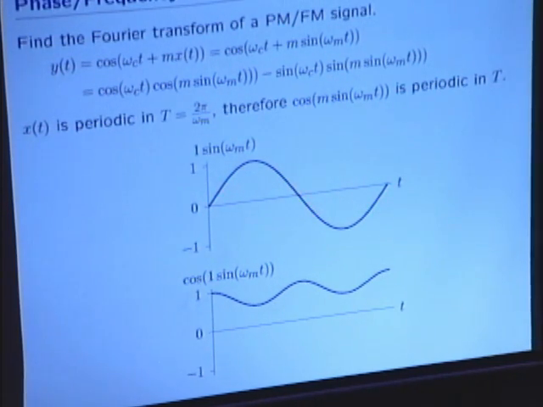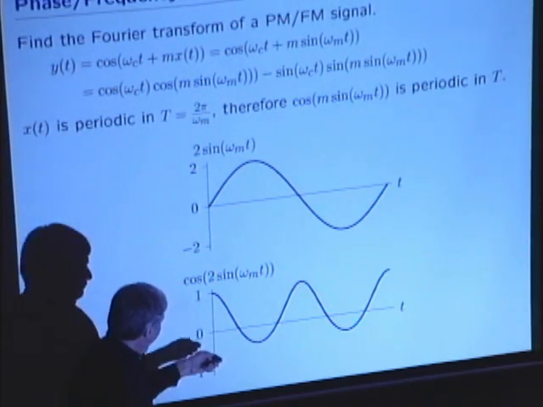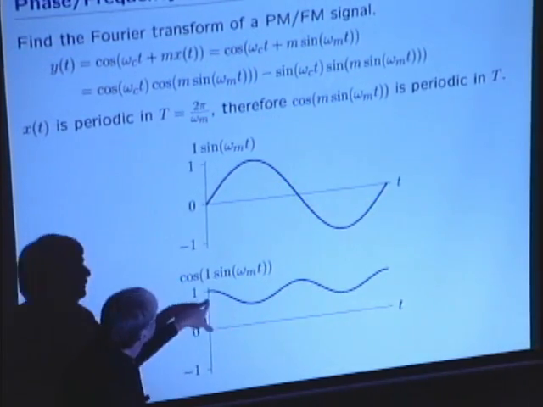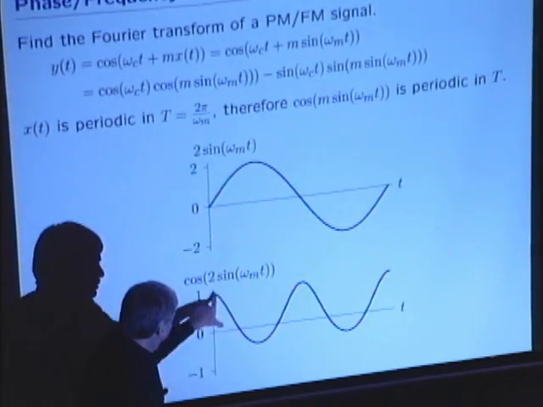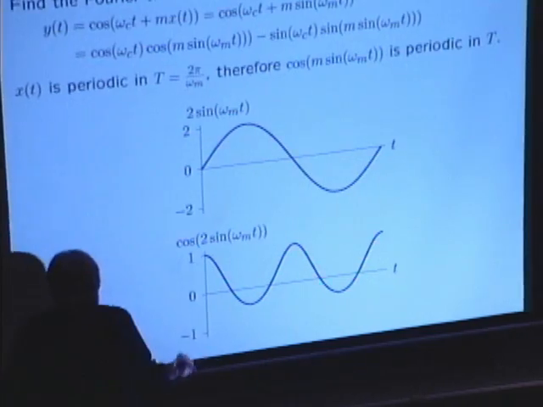Okay? Now, as I increase the modulation depth, so make the modulation depth now 2, now the deviation from 1 is bigger, right? Before, the deviation from 1 was caused when the sine wave went up to 1. Now the biggest deviation occurs when the sine wave gets up to 2. It's bigger.